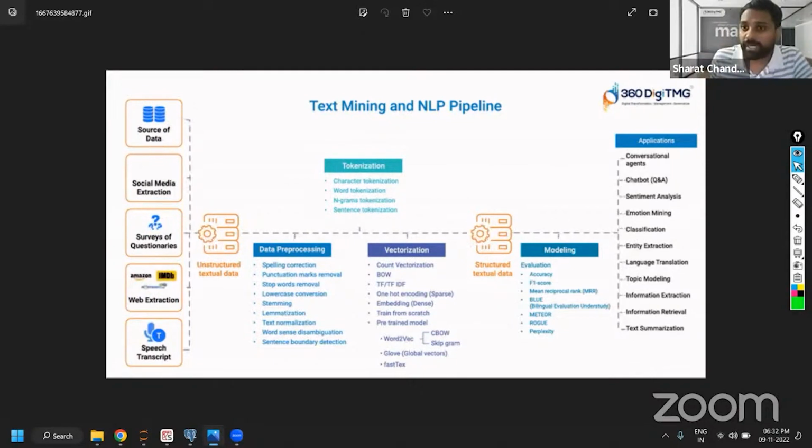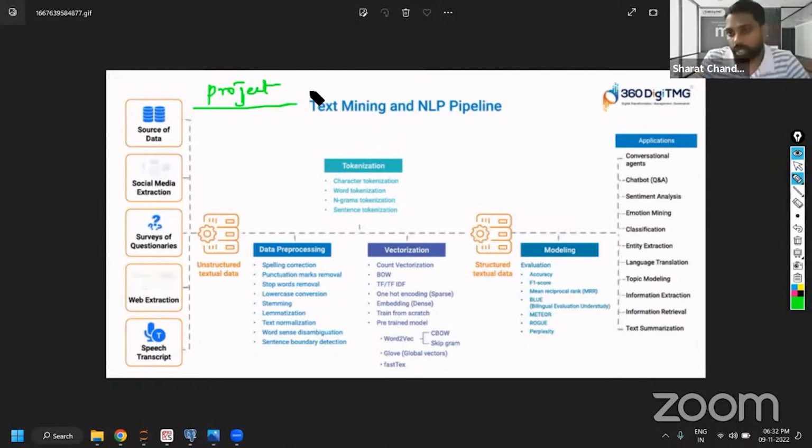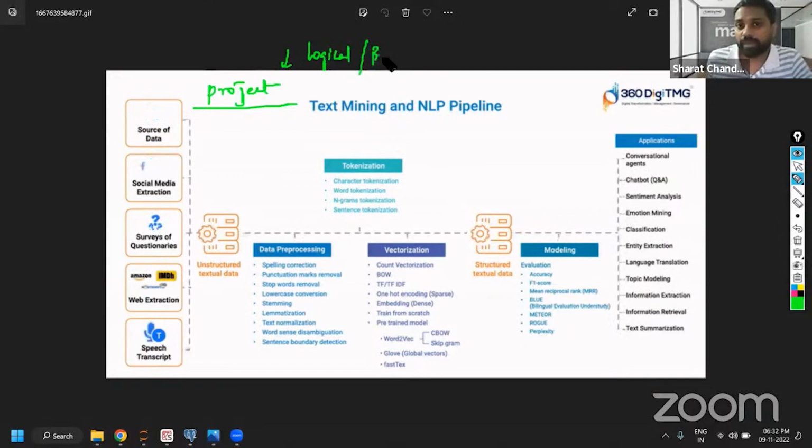One is with respect to the project application. So any project that you talk about, what is the business problem that it is solving? That is the focus area for us. So logically or from a business standpoint, what is it that we are trying to solve? This is the important aspect for a data scientist.